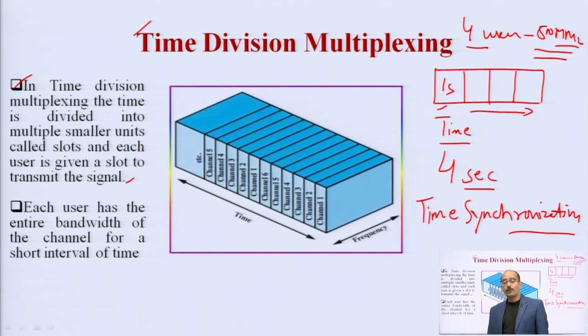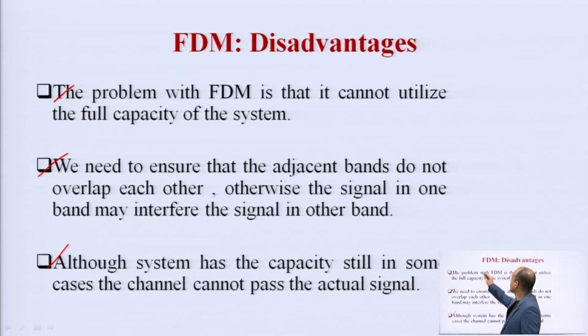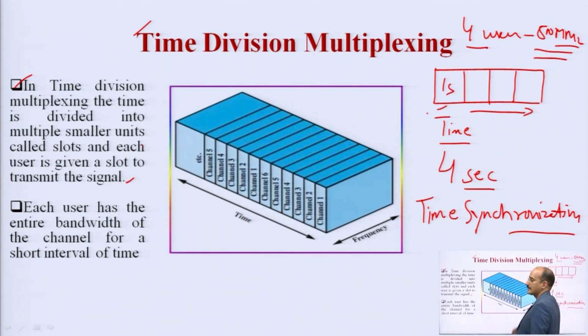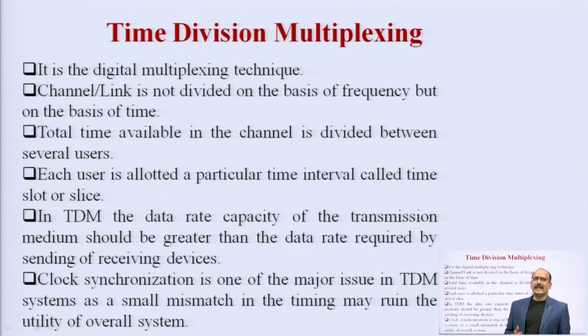It means you remove the last disadvantage of FDM, that the user cannot use the full capacity of the system. In this scheme, the system can use the full capacity of the channel, but in slots. Each user has the entire bandwidth of the channel for a short interval of time. It means transmission is also increased. So, these are some descriptive points of time division multiplexing. You have to understand all these.